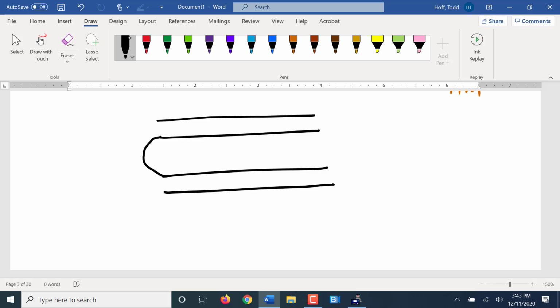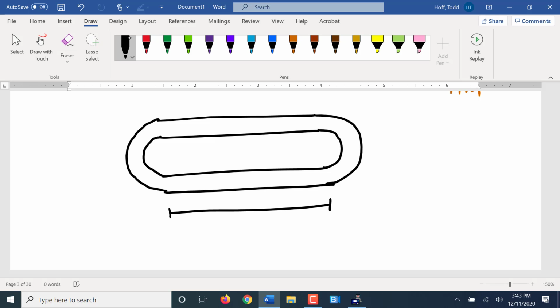A classic area problem is the racetrack. Pretend that's the same width all the way around. That's 60 feet. From there to there is 40 feet. And this is 10 feet. We want to find the area in the track.